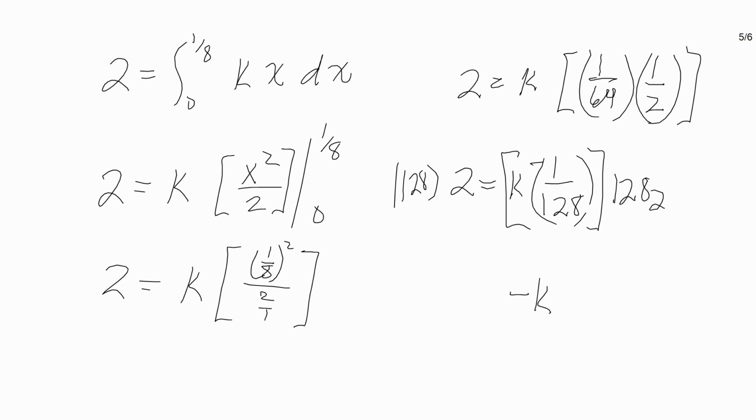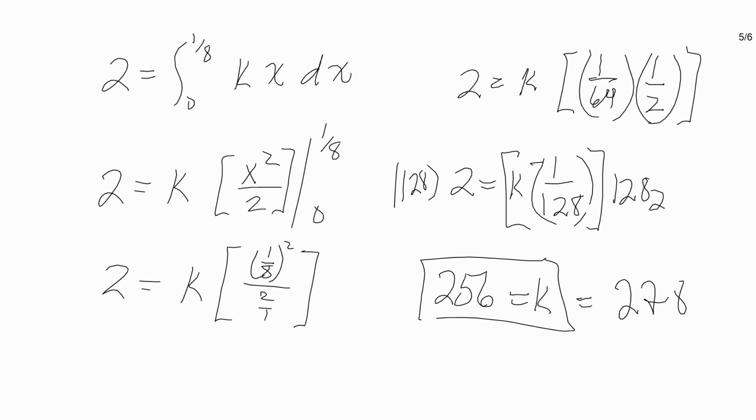K is equal to 256. Somebody help me out. Now, somebody tell me what you got when you did the decimal. 278. Why is there a difference? Because 0.12 is in the back of the money.